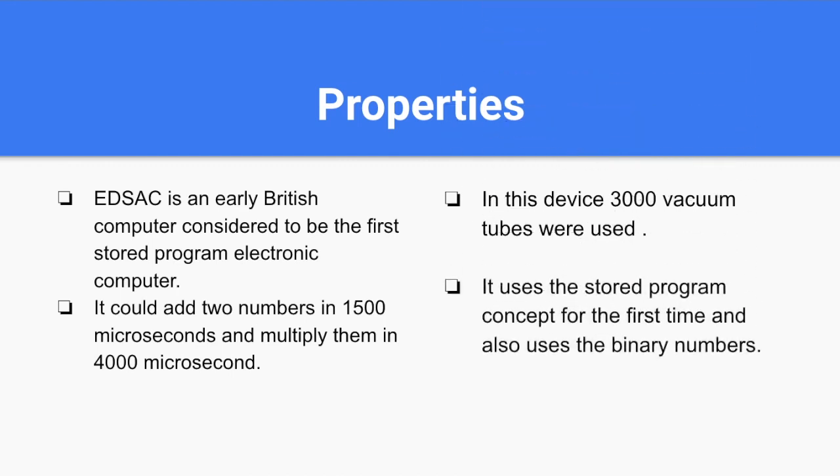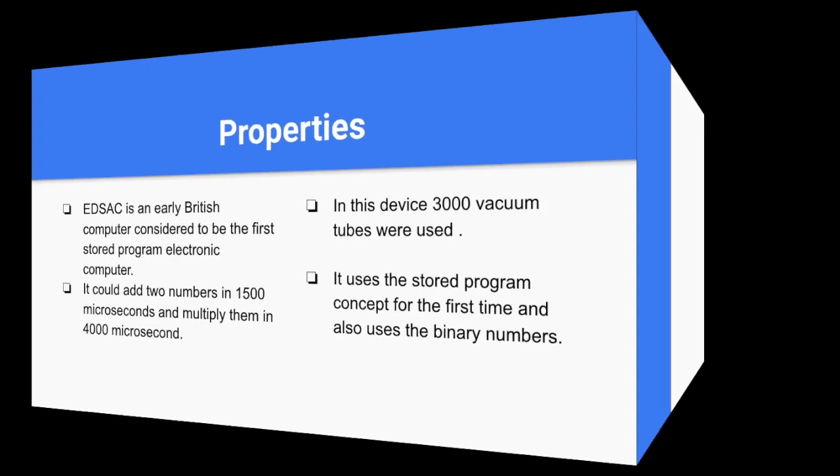Lastly, it used the stored program concept for the first time and also used the binary number system. As you know, Neumann was the person to introduce the binary number system, so his invention used the binary number system for the first time. It was used to store the program.